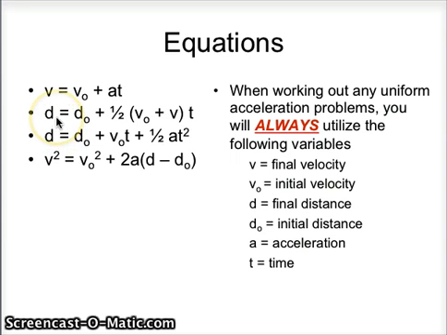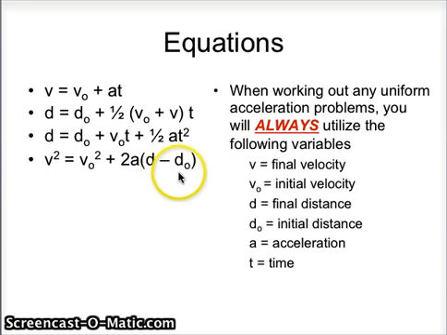D without the subscript is the final distance or the final displacement. Initial distance, 1/2 is a number, of course. Initial velocity, final velocity, time. Again, final distance, initial velocity, time, acceleration, and time again. And remember, this acceleration could be acceleration due to gravity simply because you just let gravity do its thing. Final velocity, initial velocity, acceleration, again, could be acceleration due to gravity.